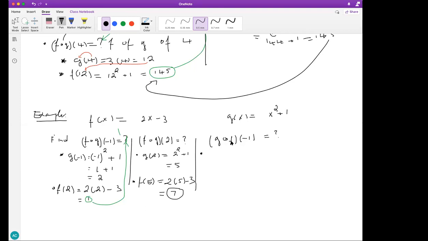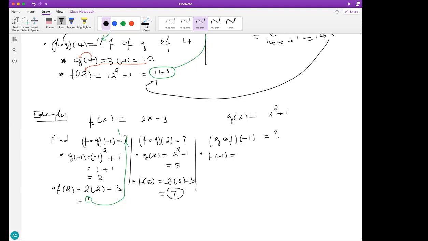So this time it's F that's closer to the number. So you do this. Always evaluate the function closer to the value. So it would be F. F of -1 equals -1 to the power 2. Nope, we're going to plug this into F.